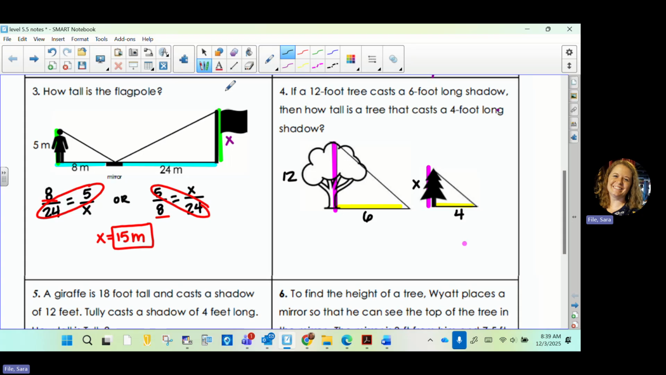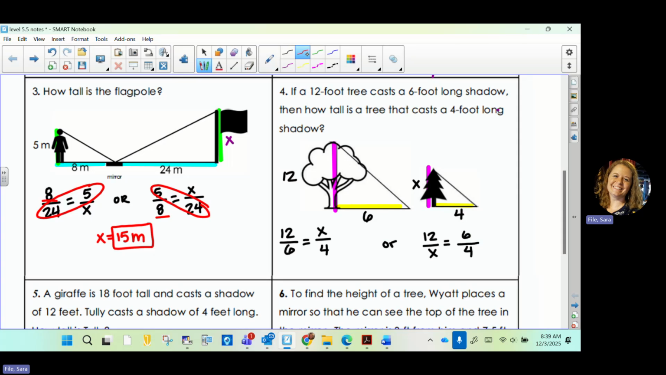2 possible ways you could set up this proportion. You could stay within the big tree and go 12 is to 6. And then within the small tree, that would be x is to 4. Or you could go back and forth, left to right or right to left. It doesn't matter. But you could say 12 is to x. So that's height is to height, left to right. So then I would go shadow to shadow, left to right would be 6 is to 4.